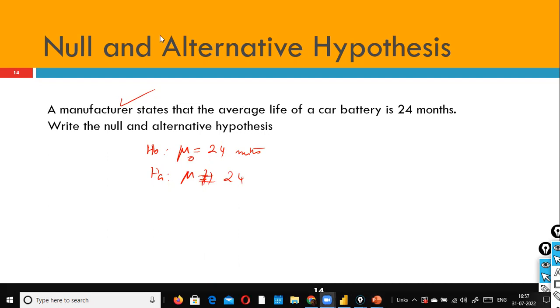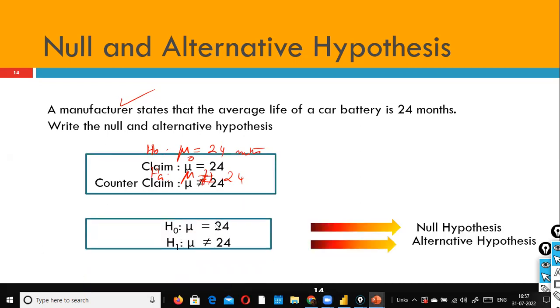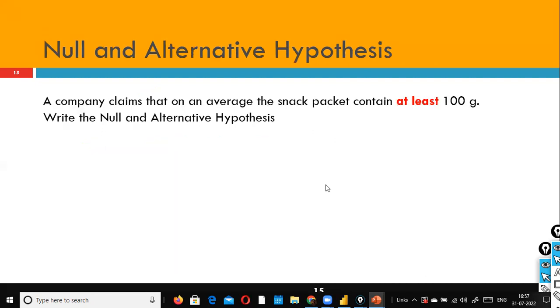The average car battery is 24 months. Okay, alternative hypothesis: the average car battery is not 24 months. Not equal to, right? So you need to use this not equal to sign here. So this is my null hypothesis. This is my alternative. It could be less than 24 or greater than 24. There are two possibilities here.